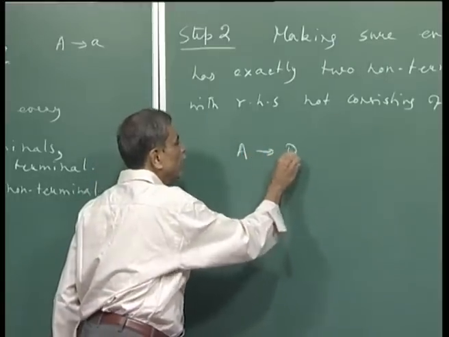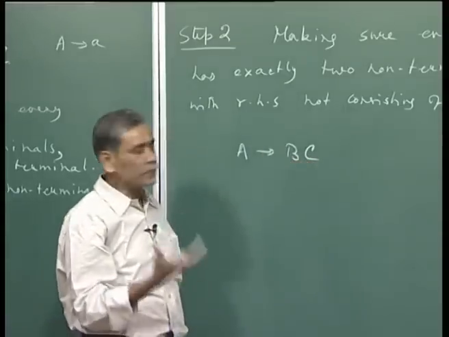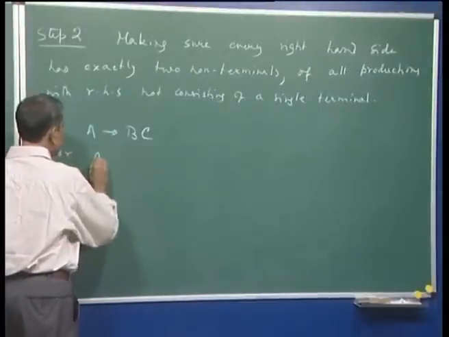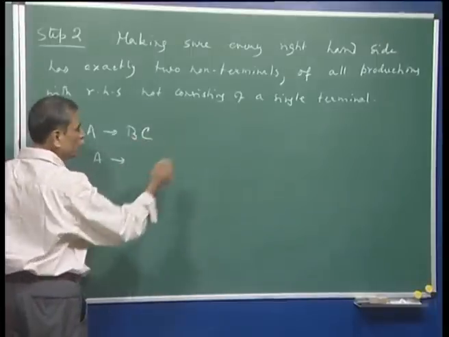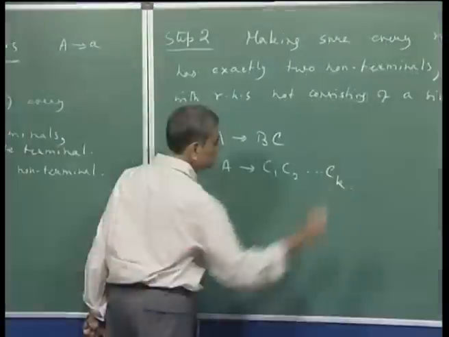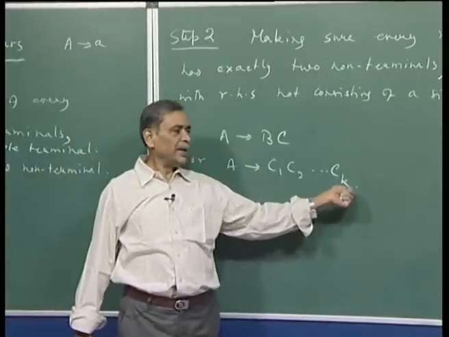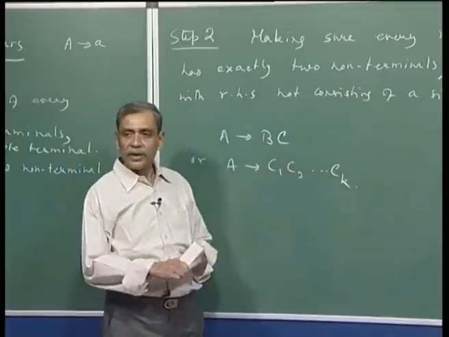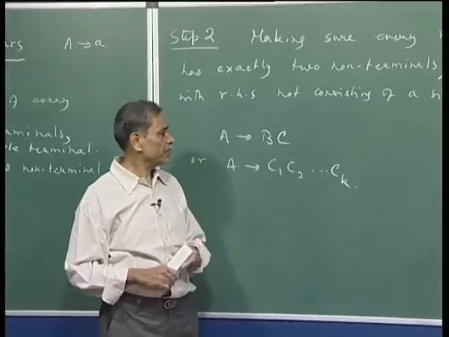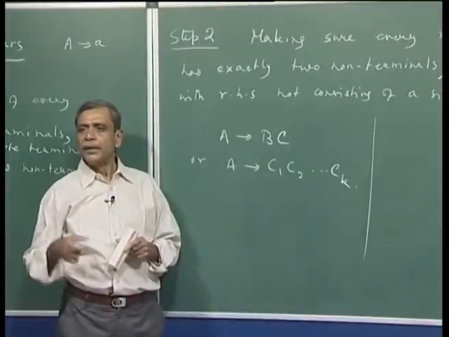Either the right hand side is of size 2, which is all right, because Chomsky normal form will allow such productions to be there, or the right hand side has more than two non-terminals. So, let us say C1, C2, up to Ck, and the challenge is to eliminate such things where k is greater than 2 and to have equivalently productions where the right hand side consists exactly of two non-terminals. The idea again is fairly simple, and you can do so by again introducing new non-terminals.